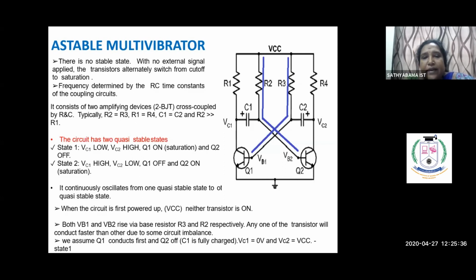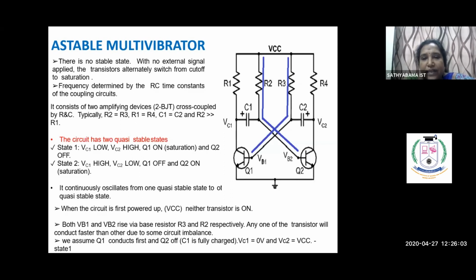And to determine the frequency, we should take the RC time constant of the coupling circuit. And astable multivibrator: astable means not a stable state. Not stable state means both the states are quasi-stable states. Now we'll look at this diagram again.